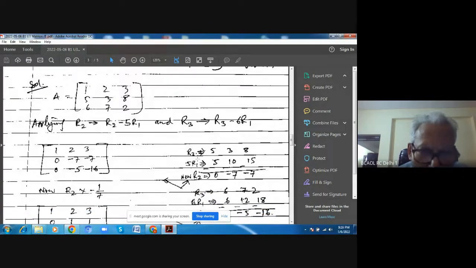At the time of working at home, what will you do? First you write R2. What is in R2? The 5, 3, and 8. You can write that. Then 5R1: 1, 2, 3, you multiply it, so 5, 10, and 15. If you multiply by 5, you simply put a minus symbol. Like we did substitution in childhood, you substitute it, because it is a minus sign. See, it becomes 0, that is -7. This is the new R2. That's why I drew an arrow for the new R2.